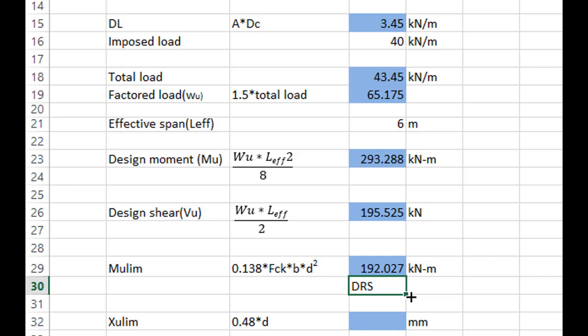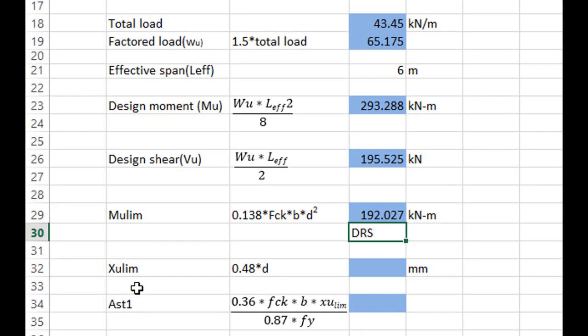kilonewton meter. So as you can clearly see here, the design moment is greater than limiting moment. Mu is greater than Mu lim. So therefore it is a doubly reinforced section. We have to design it for a doubly reinforced section.